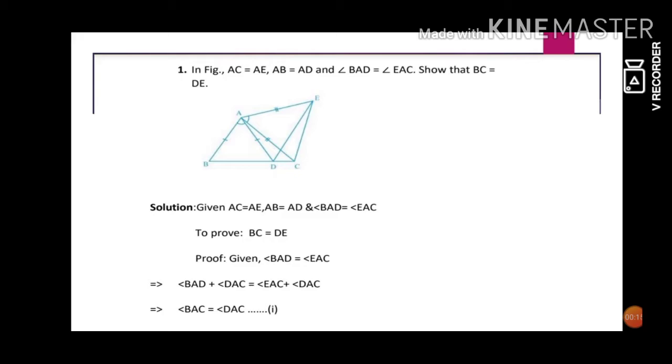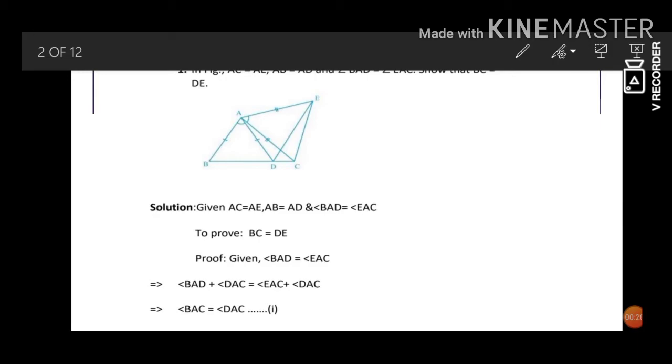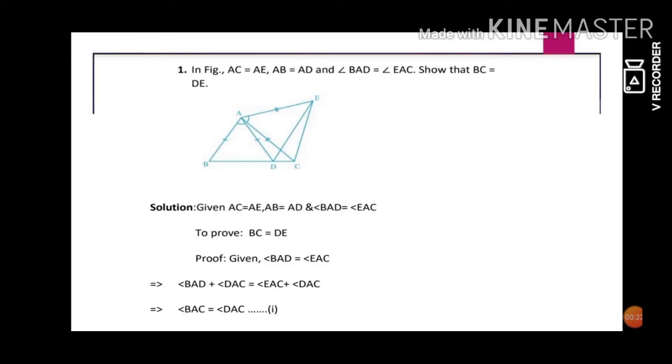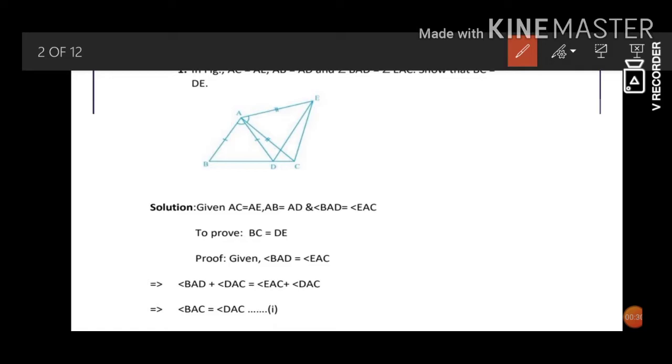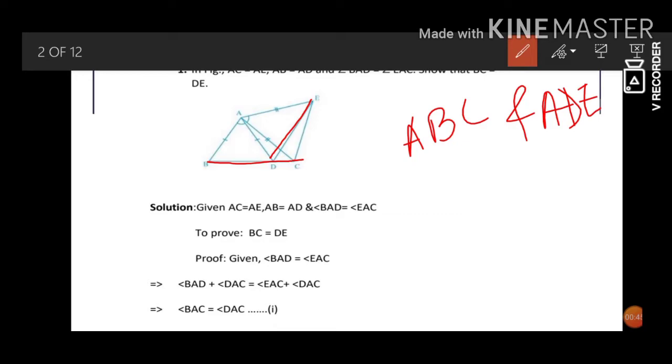The first question was: AC and AE are equal, AB and AD are equal, and angle BAD is equal to angle EAC. We have to show BC is equal to DE. To show BC is equal to DE, that means this line and this line are equal. We can see that these two lines are of triangle ABC and of triangle ADE. So, we need to prove congruency of these two parts of the triangle.